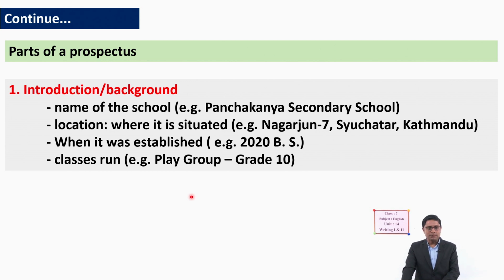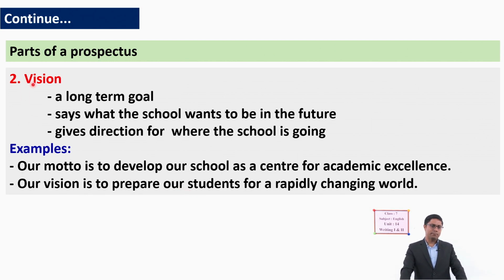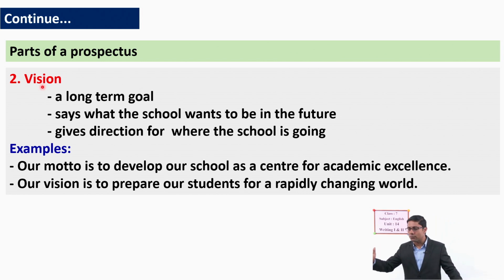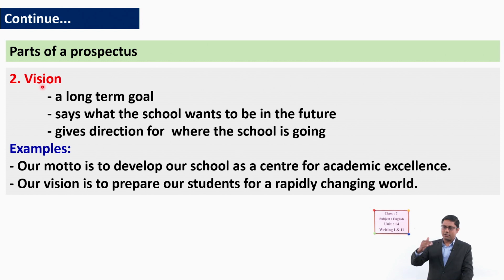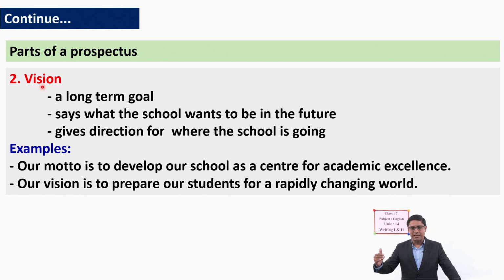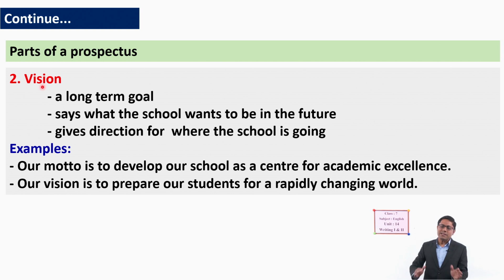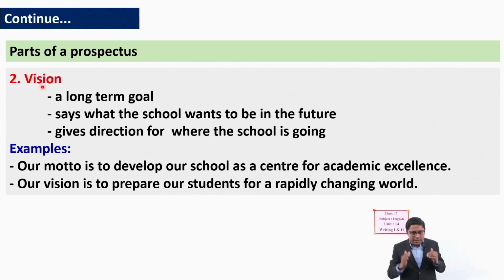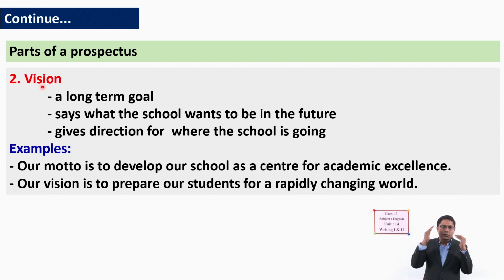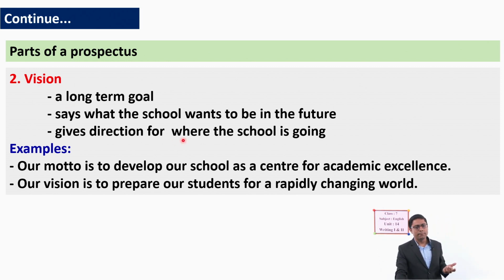Similarly, the next part is vision. To write vision, you need to know what vision is first. When we say vision, it means a long-term goal. That does not mean that you achieve it next year or next month. It may take 5 or 10 years to achieve. That means what your school wants to be in the future, not now, after some years. That you need to mention here.